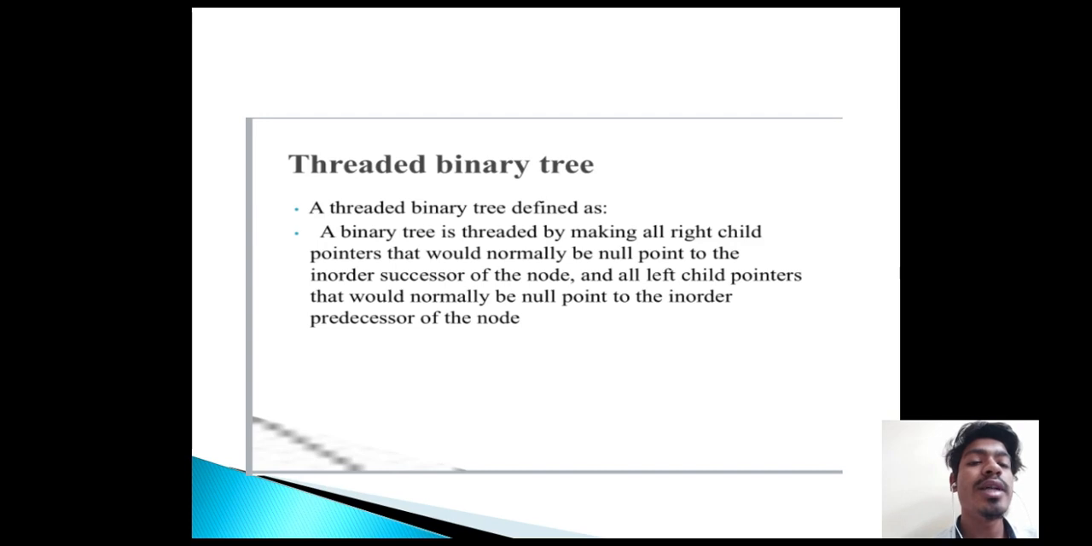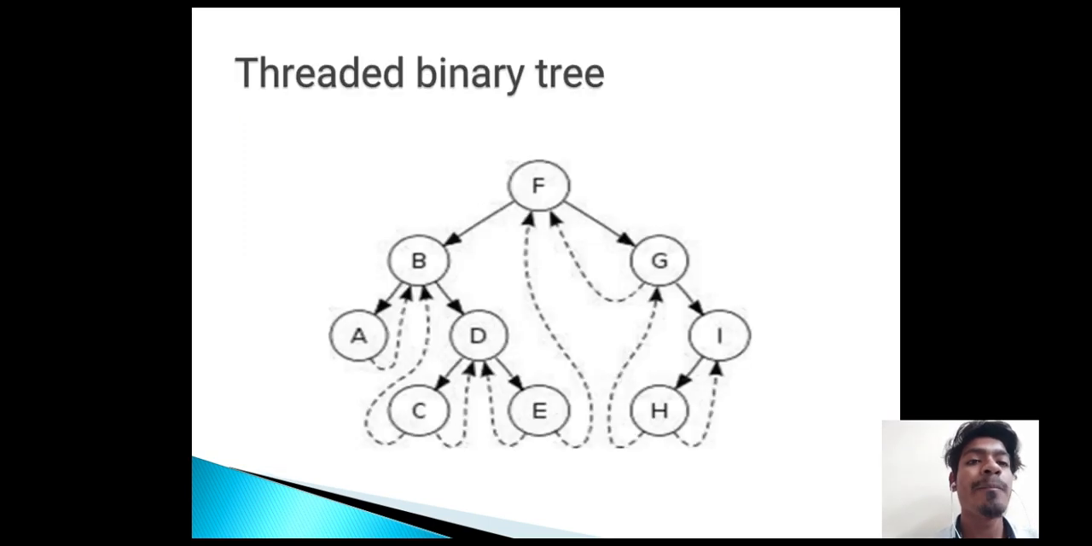So what is a threaded binary tree? A threaded binary tree is defined as: a binary tree is threaded by making all right child pointers that would normally be null point to the in-order successor of the node, and all left child pointers that would normally be null point to the in-order predecessor of the node. Here is an example of threaded binary tree.